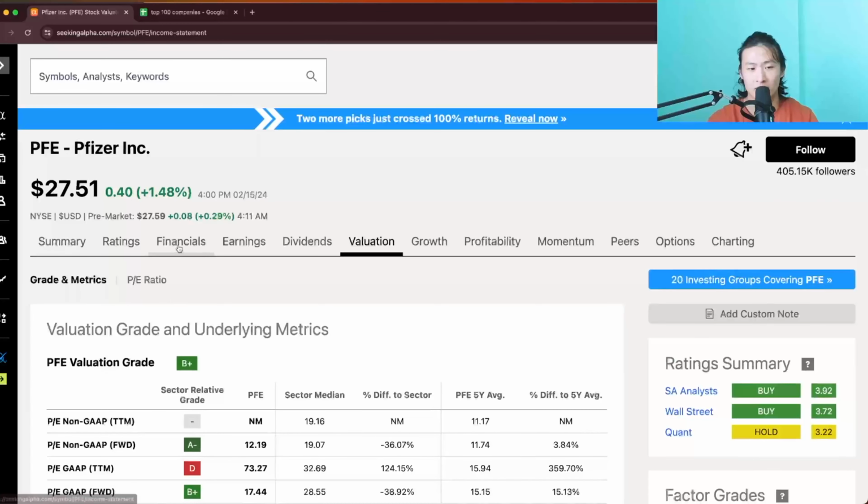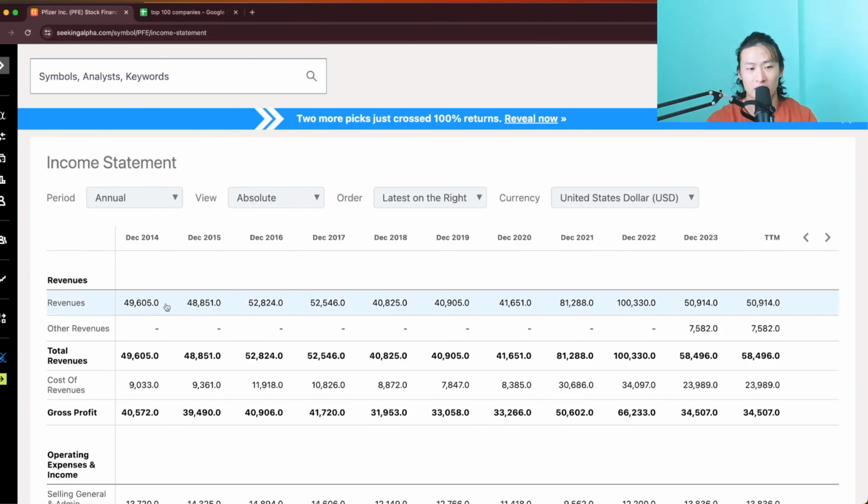Now let's take a look at its revenue. So for revenue, we can see that it is pretty much stagnant. From 2014, it had $49.6 billion in revenue. And right now in the trailing 12 months, it is at $50.9 billion. We can see a pretty huge spike here from the years 2020 to 2021, as well as 2022. These 2 years both seem like abnormal years.